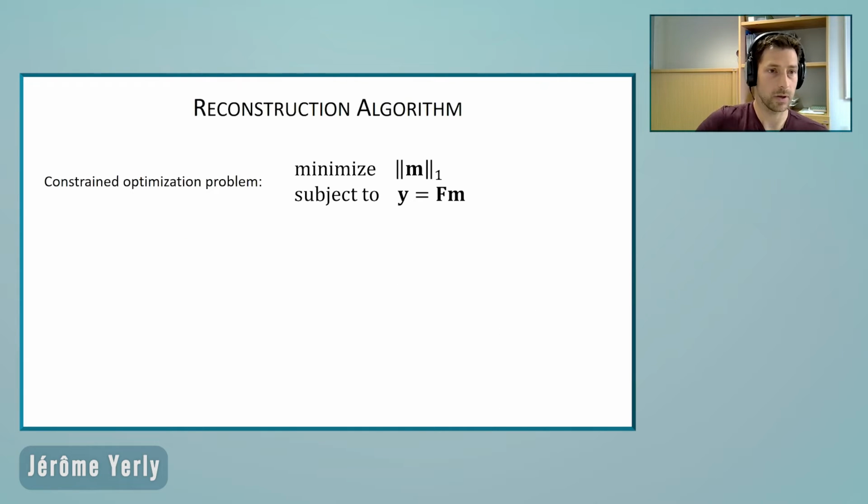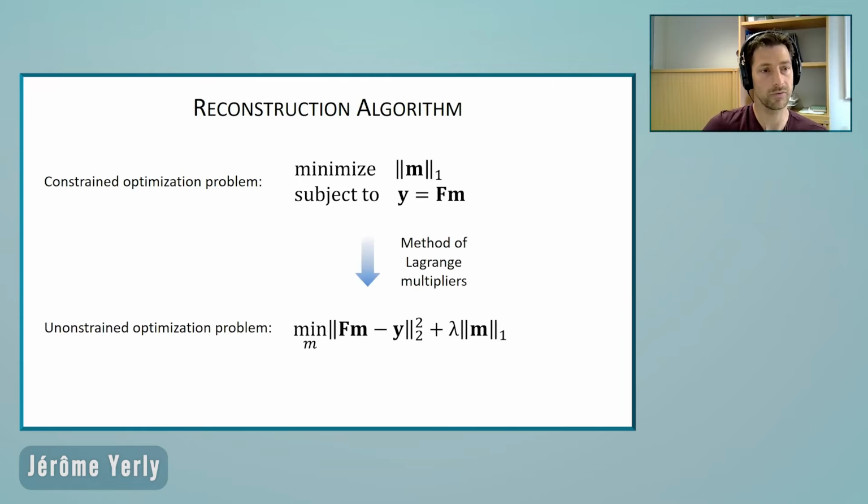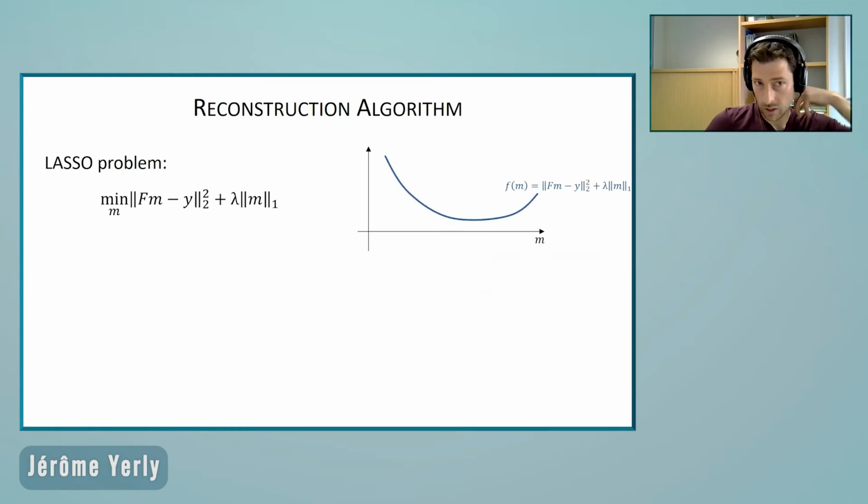Okay, so this is what we call a constrained optimization problem. To solve it, we usually have to reformulate it into an unconstrained optimization problem, and for that we use the method of Lagrange multipliers. Here we have the data consistency term, and here we added the regularization multiplied by this lambda. We are not going to get into the details, but we usually use proximal gradient descent to solve this problem, which is fairly straightforward.